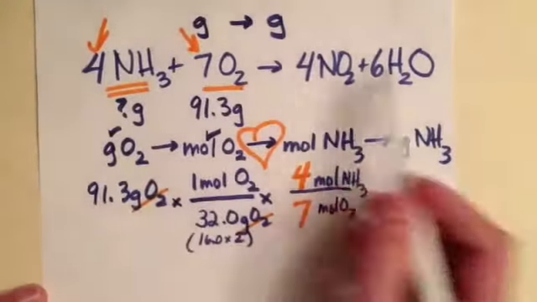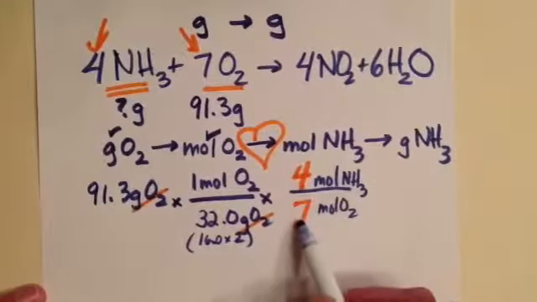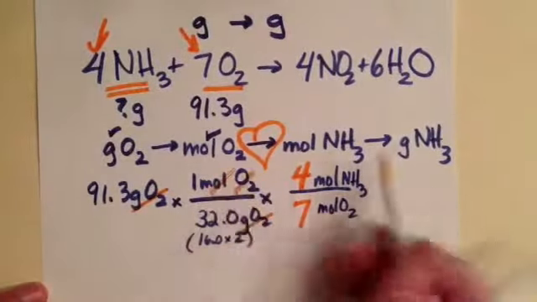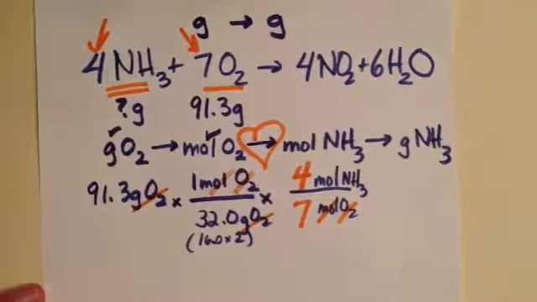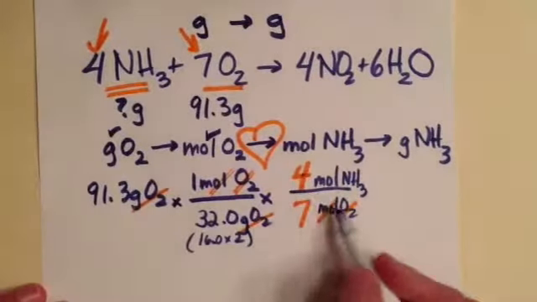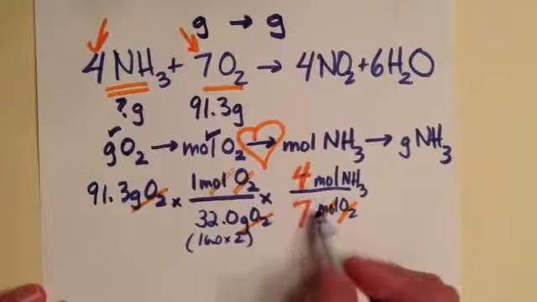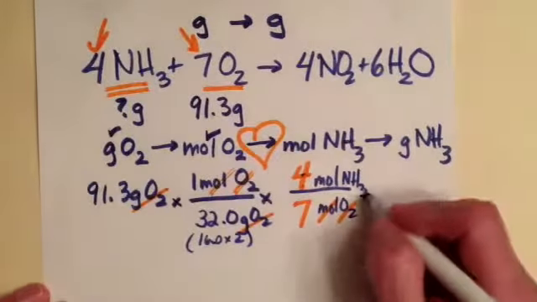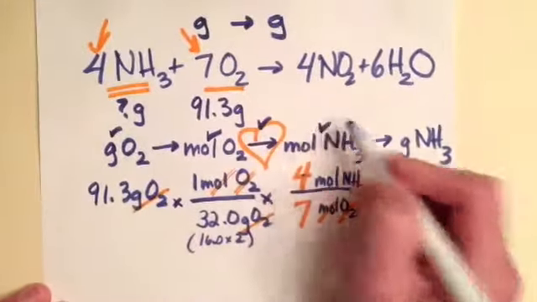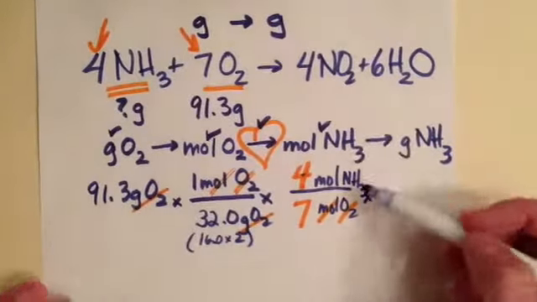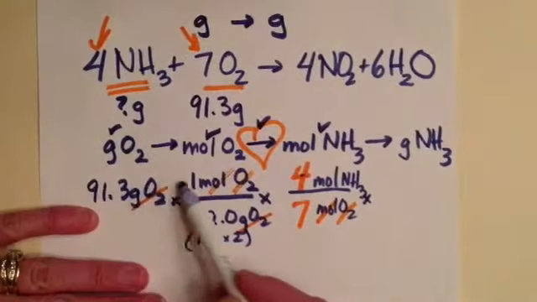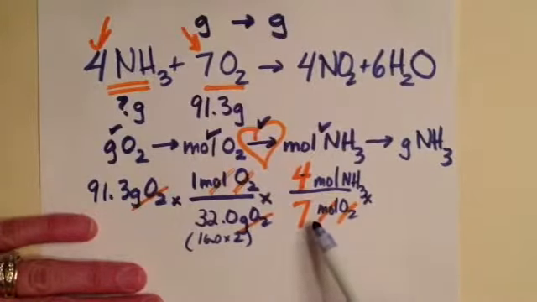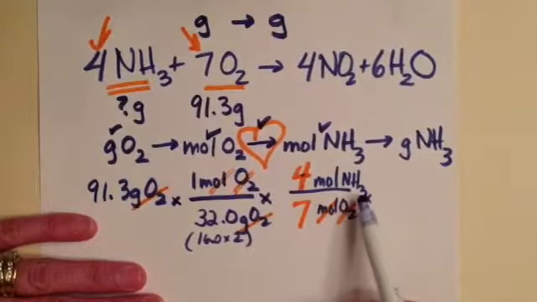So the Betty Crocker recipe says 4 moles are required for every 7. So here I see moles of oxygen, and moles of oxygen will cancel. And this is where you have to be careful how you place these numbers. The one I want is going to be on the top. All right, so if I were to calculate this out, 91.3 times 1 times 4, divided by 32, divided by 7, I would be left with moles of ammonia.